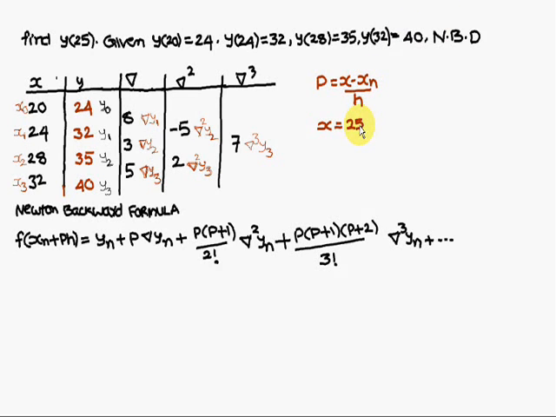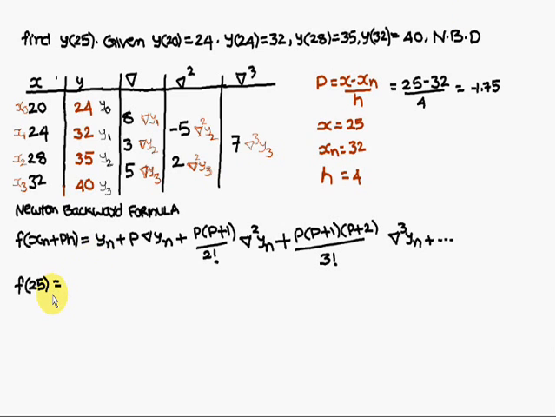Here x is equal to 25. For 25 you have to find out the Newton backward interpolation, therefore x is equal to 25, xn is equal to 32, so h is equal to 4, h is the difference between any two values, which is 4. Just substitute in this one, and you are going to get p value as minus 1.75.